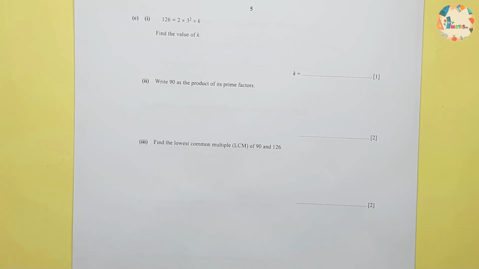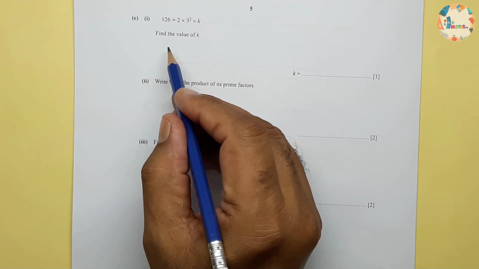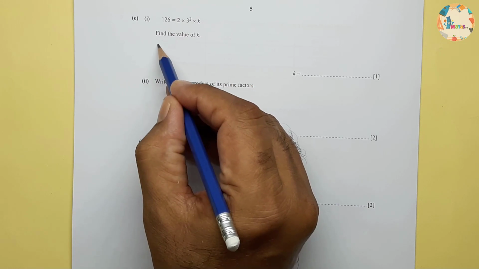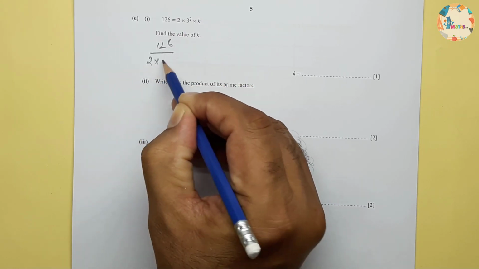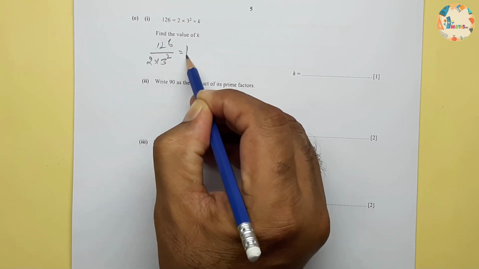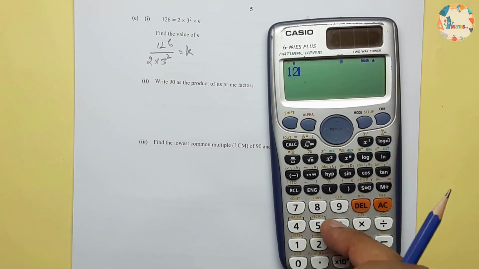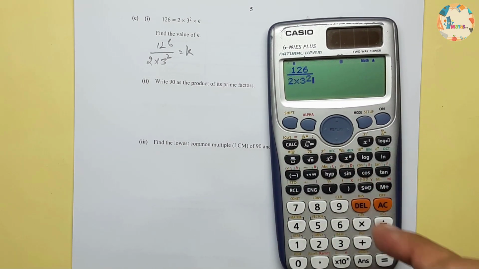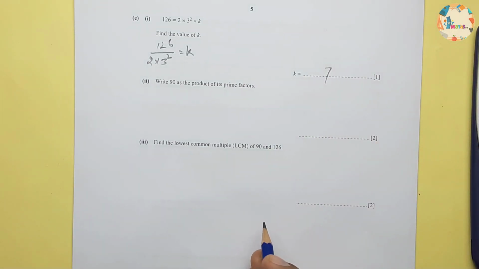CI part, 126 is equal to this one. Find the value of k. So what we can do is shift this to the side. 126 divided by 2 into 3 raised to the power 2 will be equal to k, and we can calculate k as 126 divided by 2 multiplied by 3 squared, and this will be equal to 7. So the value will be 7.